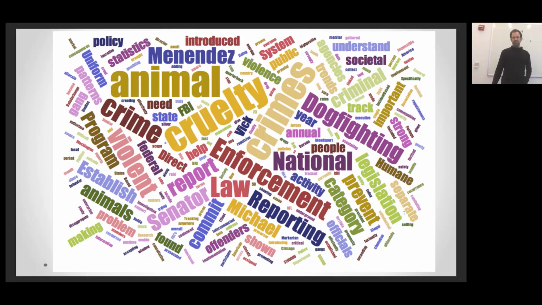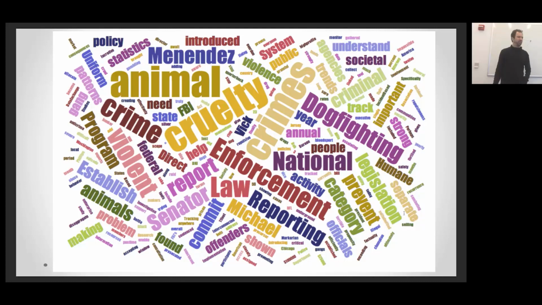Here is a word cloud of the same document. This is actually a press release from U.S. Senator Menendez of New Jersey. The reason people use word clouds is that it kind of tells you what the document is about. So what's this document about, just from the word cloud? Yeah, it's about enforcement of laws around reporting of animal cruelty. And there's this particular guy, Michael something, who was involved in dogfighting. They made an example of him, I suppose.